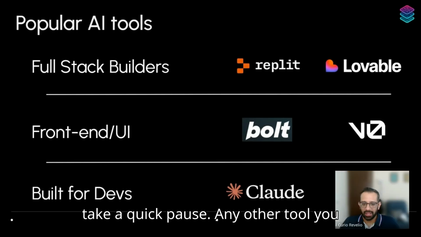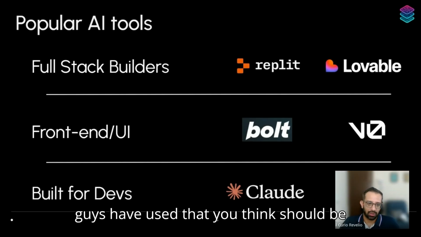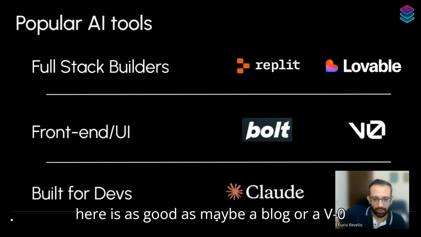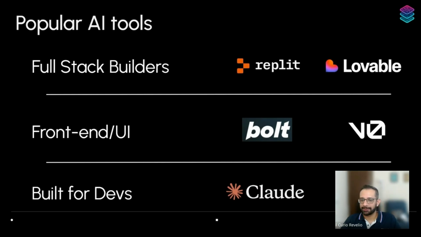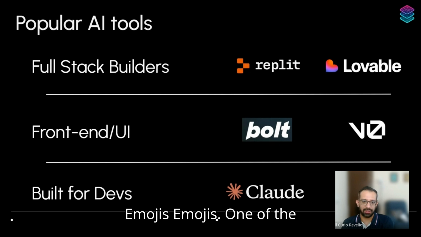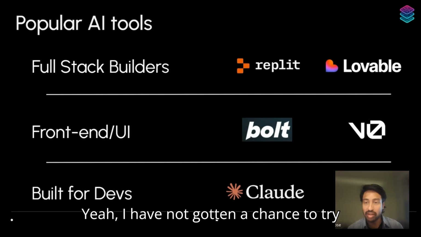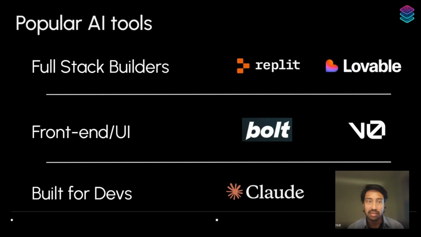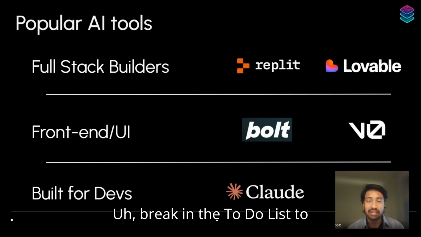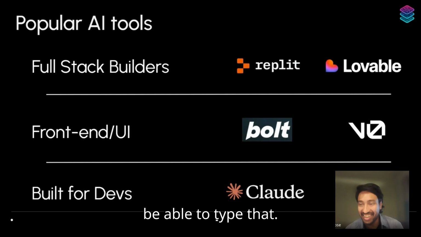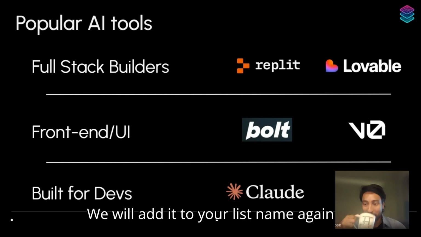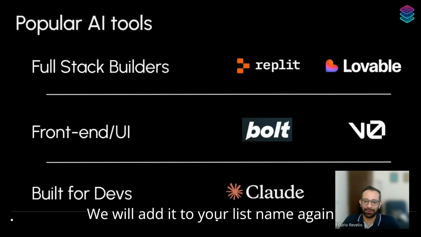Awesome. Just taking a quick pause. Any other tool you guys have used that you think should be here, that is as good as maybe a Claude or a V0 or a Replit? Emergent. Yes, Emergent is one of the recently popular ones. I have not gotten a chance to try Emergent though. I've been waiting for a break in the to-do list to be able to try it out.